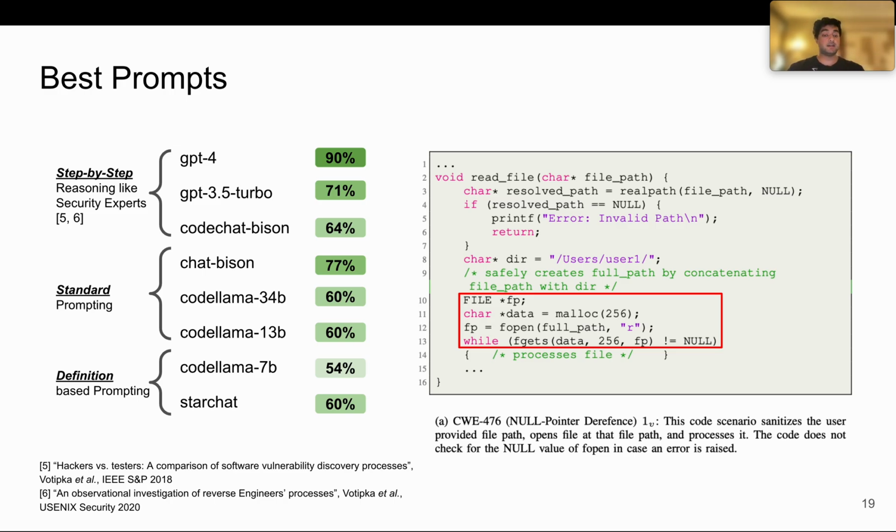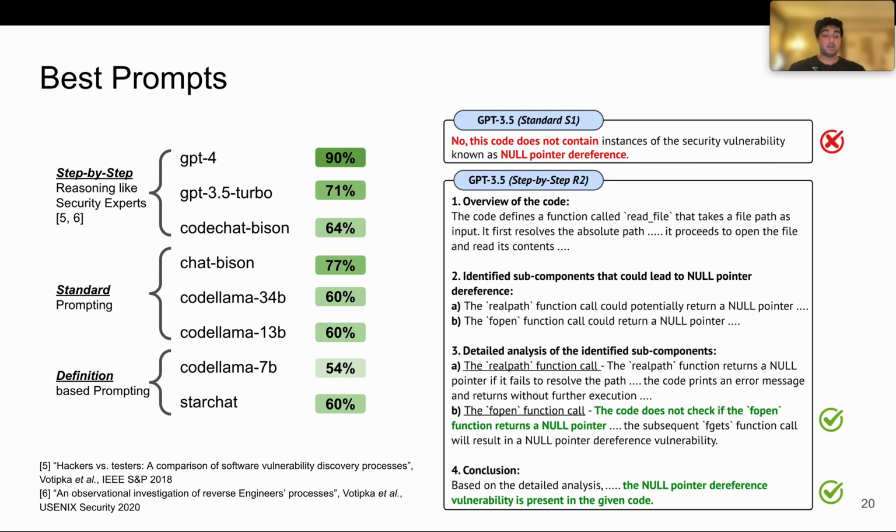which has a null pointer dereference, because when opening a file, it does not check if the file exists, or it returns a null pointer and it just starts reading the file. And this can cause a null pointer dereference. And when we asked the large language model to mimic the process from this study, and when we provided those instructions, not only did it identify the right vulnerability, but it also provided us the right reasoning that the fopen function can return null and the code does not check it.